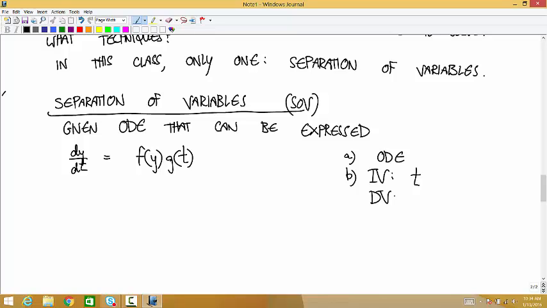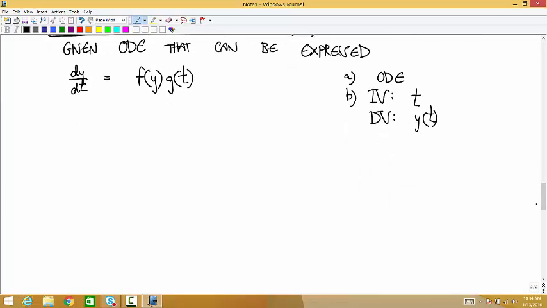Yeah, in this case, the idea is that f of y and g of t are known, and we're just trying to find this function y of t. You can tell because we're taking the derivative of y with respect to t. What's the order of this differential equation? First order. And then the boundary conditions, let's forget about that for now.